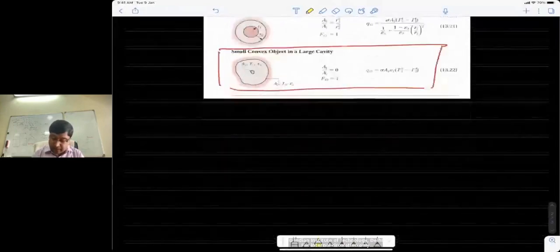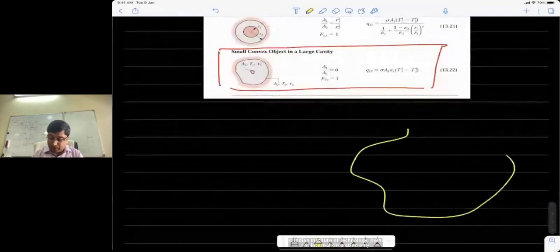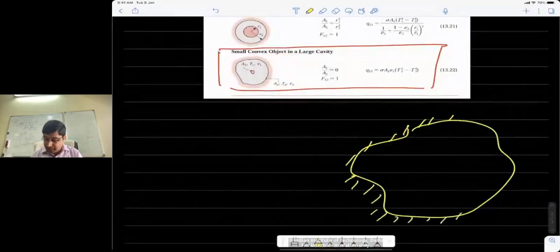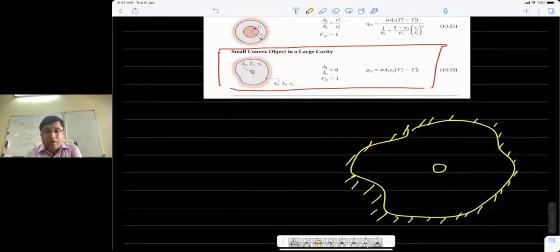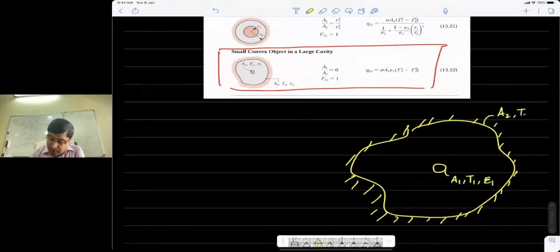So let's say we have a large enclosure, and we have a very small convex object inside that enclosure. Convex would mean that for that object, the view factor F11 is 0. So let's say this object has area A1, temperature T1, and emissivity epsilon 1. The surroundings are A2, T2, and epsilon 2. And we need to calculate the total radiative exchange between these two bodies.